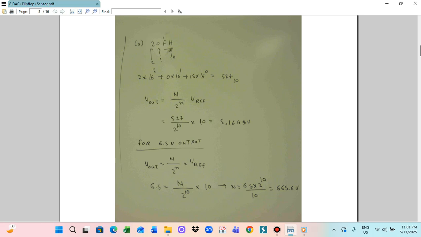And then this one is the V out formula. V out is equal to n divided by 2 power n, where n is the number of bits. So this is 527 over 2 power n. With 10 digits, it is 2 power 10, and the V reference is 10 volts. So this is 5.16484.